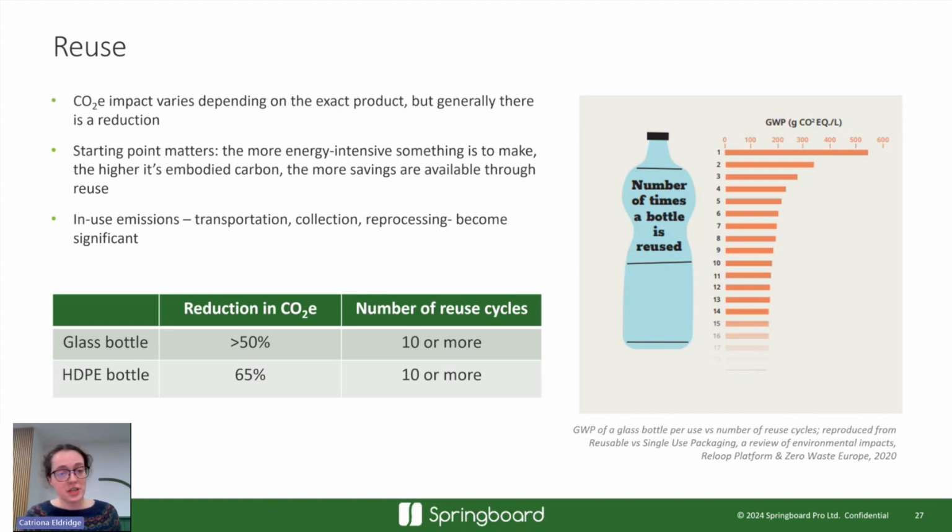What you eventually end up running up against is that your in-use emissions become quite significant. But if you consider a glass bottle, if you reuse it 10 or more times, you're looking at a reduction in the CO2 equivalent per use of about 50%. And with an HDPE bottle, it's as high as 65%. That'll be because it's lighter, it's easier to transport.